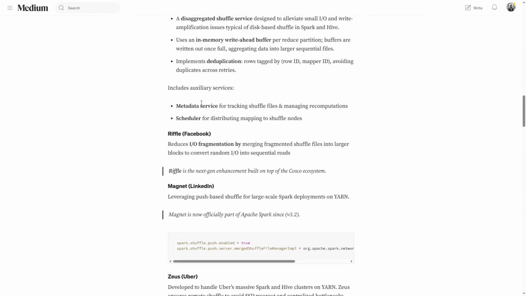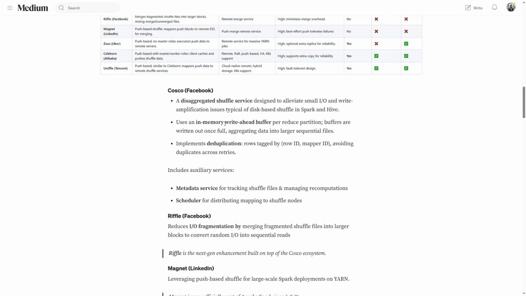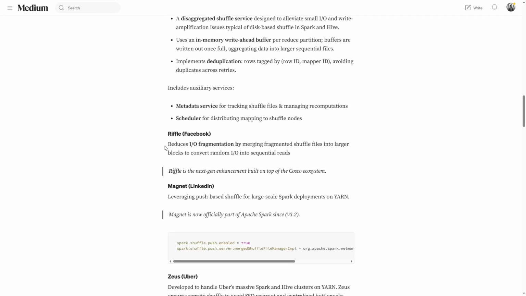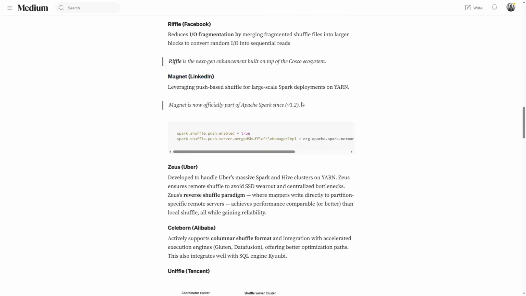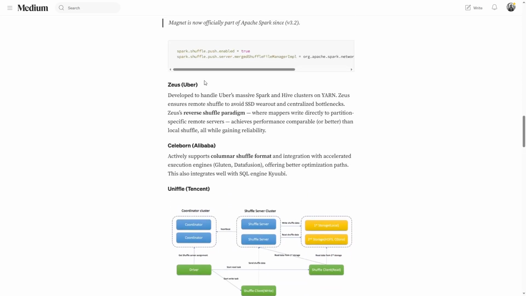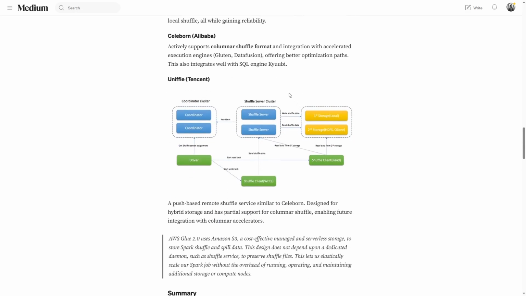Then, based on this, after Costco, they also created a newer version of Costco called Riffle. This was also trying to reduce the shuffle problem. At LinkedIn, there was a service called Magnet that was released, and later on it was officially accepted as the Spark solution to external shuffle service. Uber also launched a service called GS, their reverse shuffle service or paradigm. They were not using SSD as the main solution.